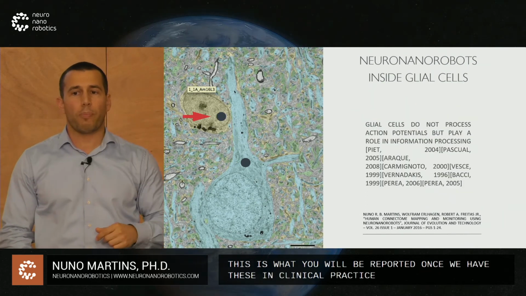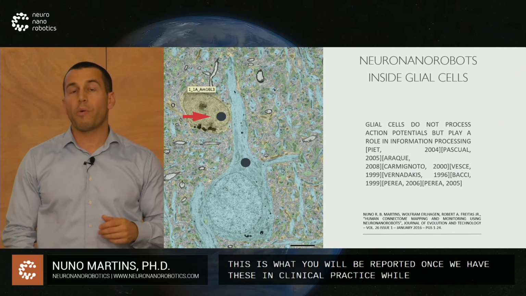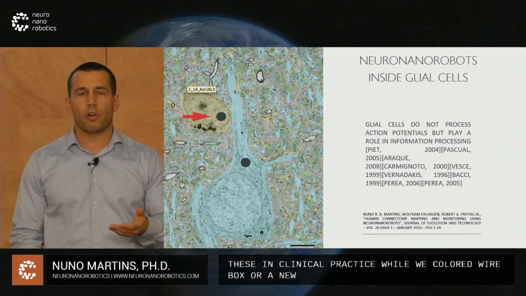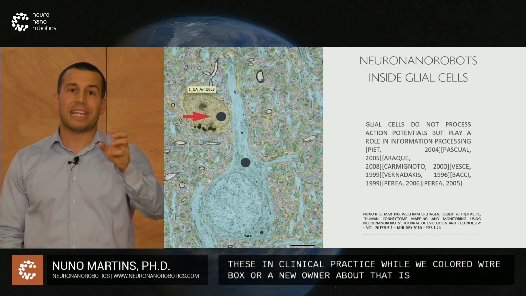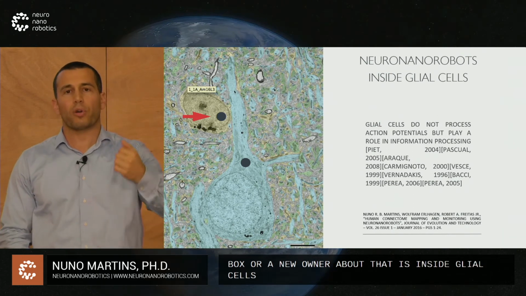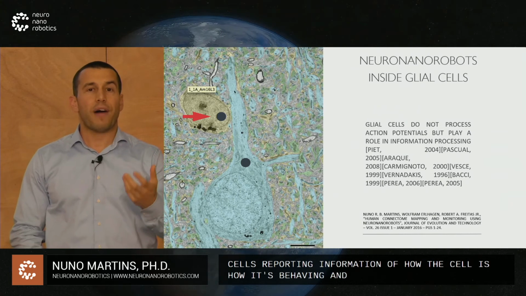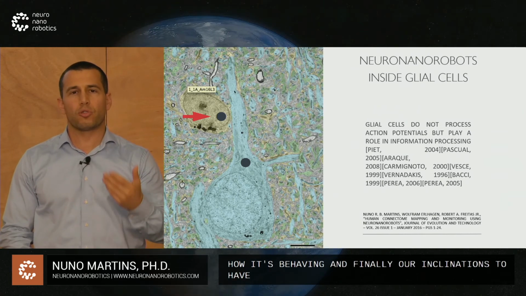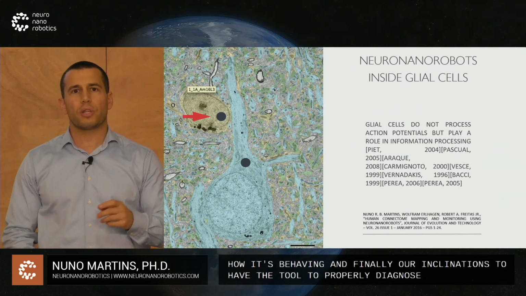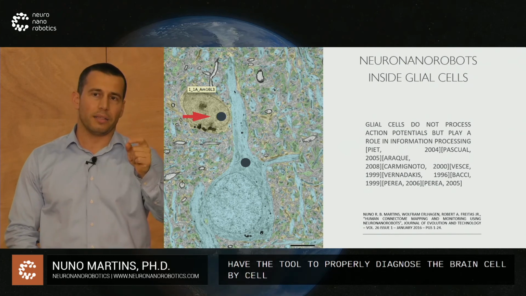The red arrow here points to what we call a gliabot, or a Neuronanorobot that is inside glial cells, reporting information on how the cell is behaving, and finally empowering clinicians to have the tools to properly diagnose the brain cell by cell, okay?